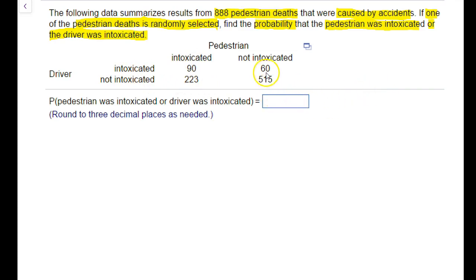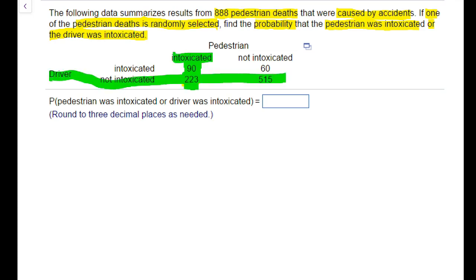So for example, let's take a look at this 60. 60 of these deaths involved a pedestrian that was not intoxicated and a driver that was intoxicated. Let's look at another number, for example this 223. This is where the pedestrian was intoxicated and the driver was not intoxicated.